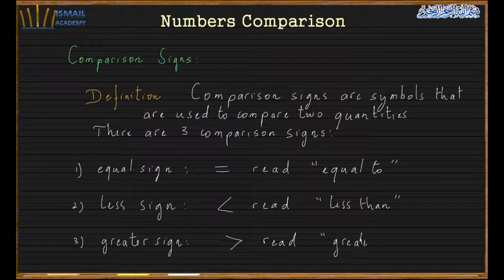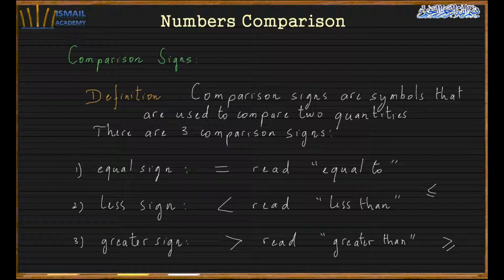We have optional signs, but we're not going to talk about them now. I will just let you know about them. We have this sign, which is a combination of those two, and we have that sign. Those are the two optional signs. When we talk about comparison signs in detail, we're going to talk about those two.